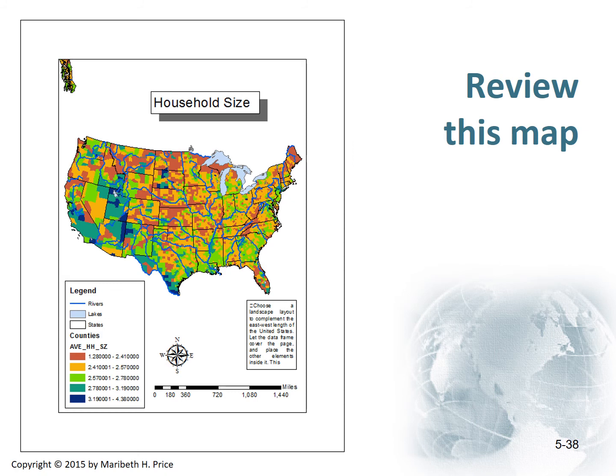Here's a map to review. Things that I see wrong right off the top of my head: colors on the map are horrible. Rivers, lakes, and states, you can barely make out any of that stuff.